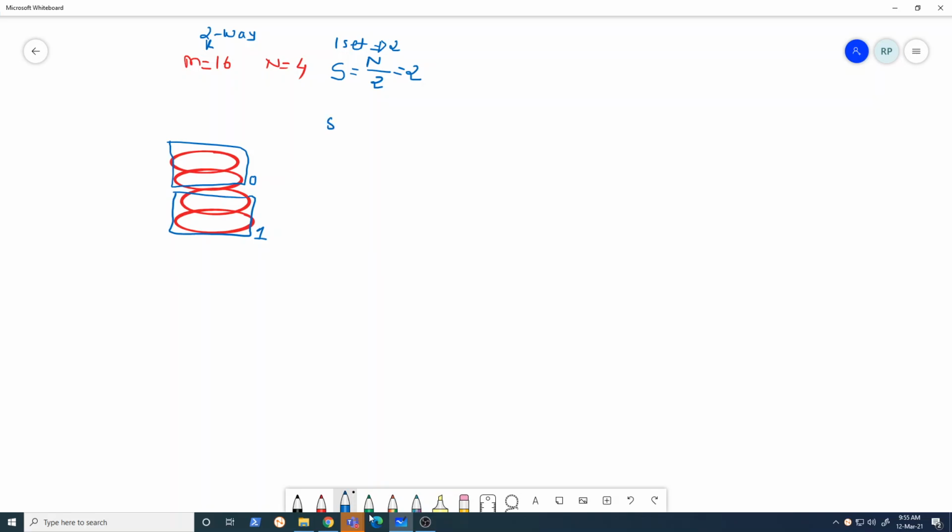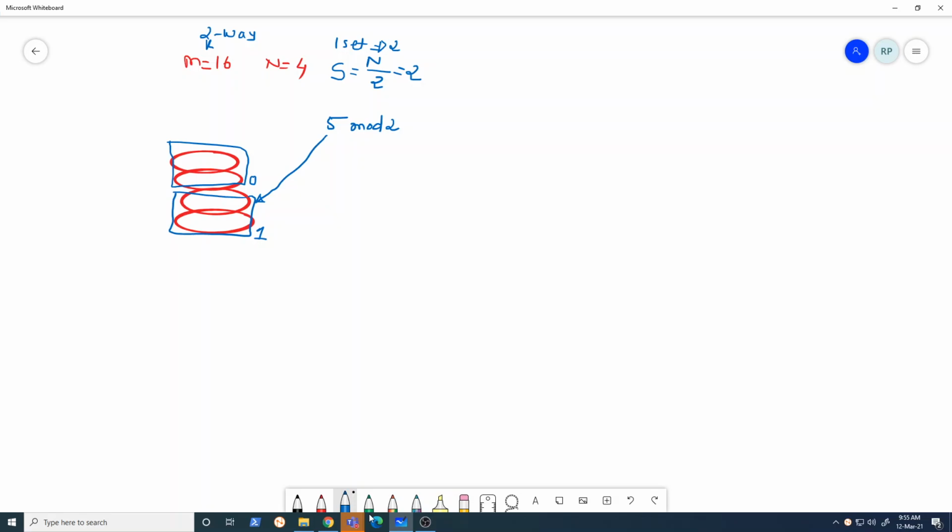Now you need to find out where block 5 of main memory will go, in which set. So what you need to do is block number modulo number of sets. The number of sets is 2. 5 modulo 2 answer is 1. So it will be in set 1. In set 1, out of these 2 blocks, it can be placed anywhere, whichever block is empty.